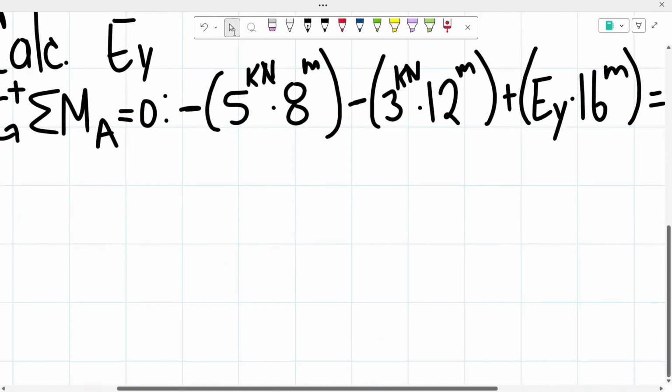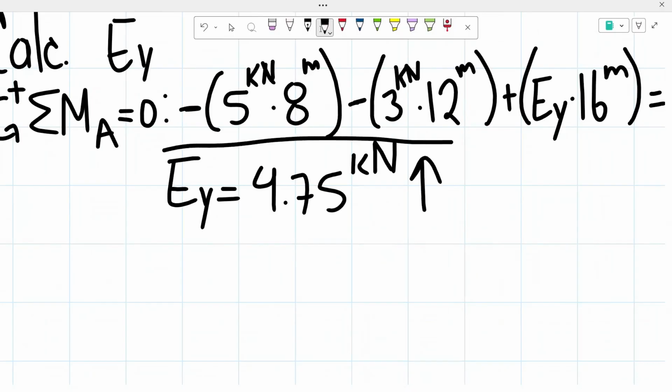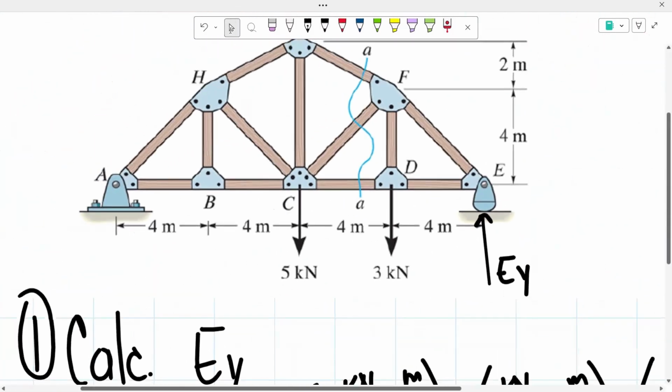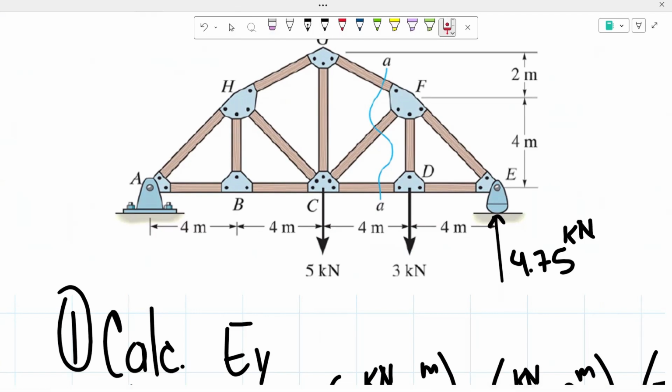So from here, if we were to solve for E sub y, we would end up getting that our reaction E sub y has a value of 4.75 kilonewtons. Since we got a positive number, that means that we assumed correctly, so we do know that that reaction will be going upwards. So now that we have found the value of E sub y, I'm simply going to come over here and replace it, 4.75 kilonewtons. So now we're going to proceed to using the method of sections to determine the forces of these three bars right here.